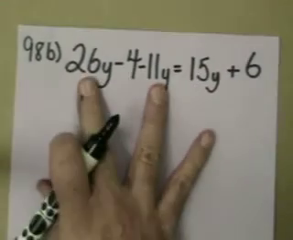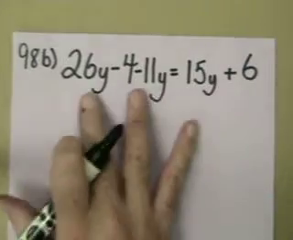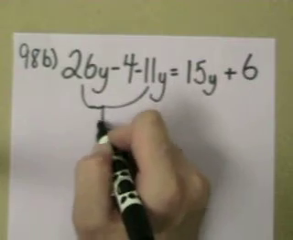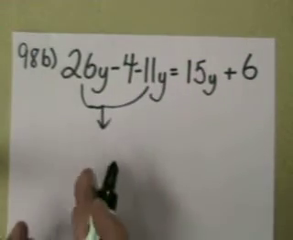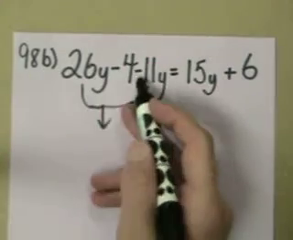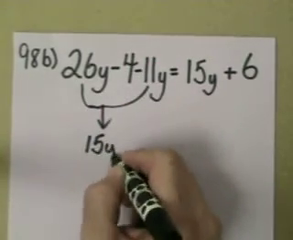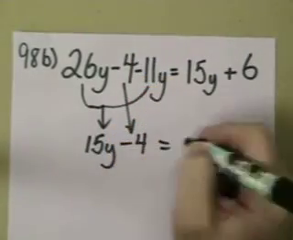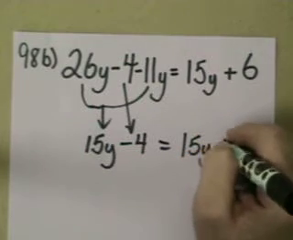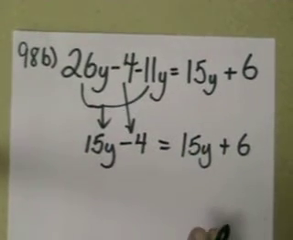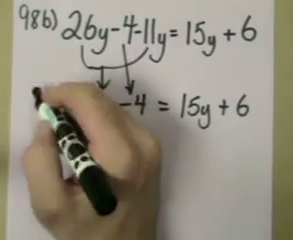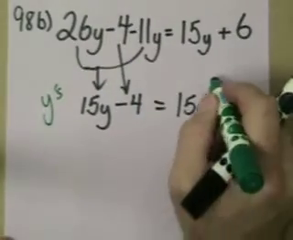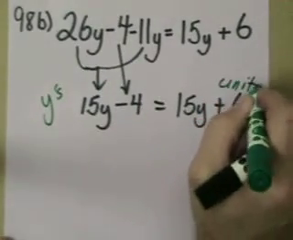Okay, this one already had a bunch of Y's on the same side. I'm going to make a little move before I even start just to get those together. So I'm going to pull this piece and this piece together. I'm not changing which side they're on. I'm just making zeros. So 26Y minus 11Y would be 15Y's. I still have negative 4 here, minus 4, equals 15Y plus 6. Now, I'm going to continue on. I'm going to get my Y's over here, and I'm going to get my units over here.